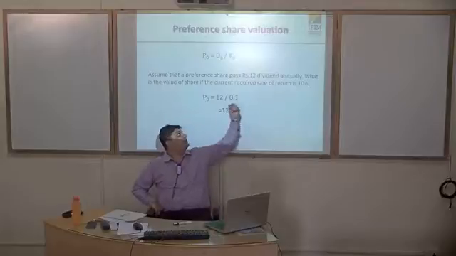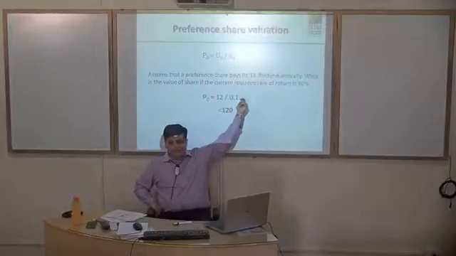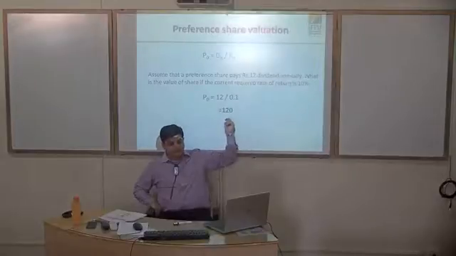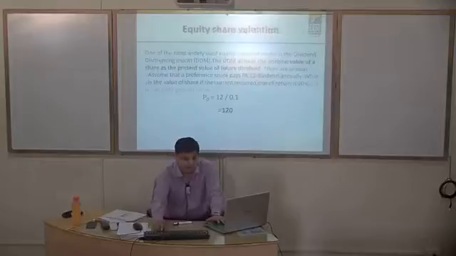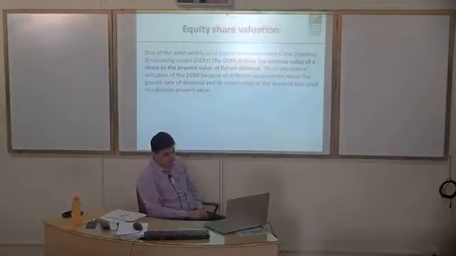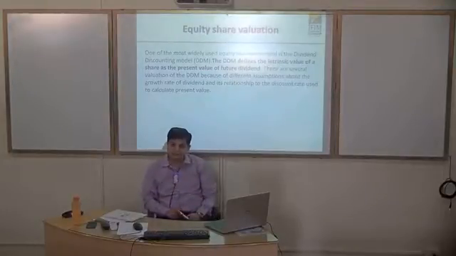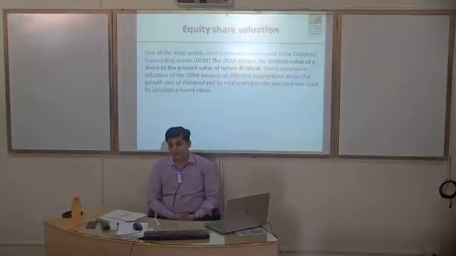So if I do the math, 12 is the dividend that I get, divided by the required rate of return, that is 10%, which is 0.1 in decimals. It gives me 120. 120 is the value of the preference share that I have. Okay, that's quite simple. Equity share valuation is another type of investment instrument that we have.